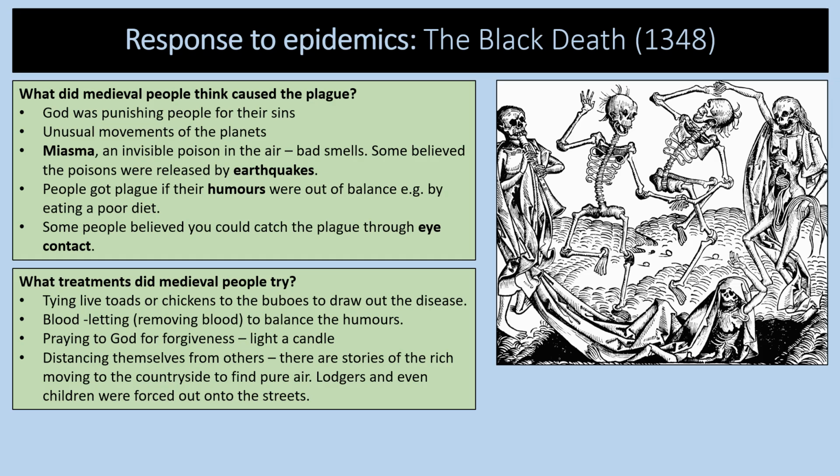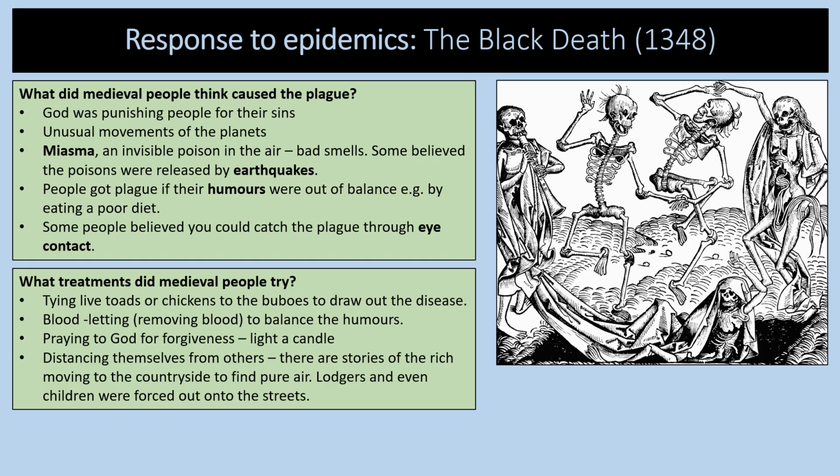People got the plague if their humours were out of balance. That's what some people believed, such as eating a poor diet or having too much blood in your body. And some people believed you could catch the plague through eye contact. But the two main beliefs really are that God was punishing them, and they believed in this idea of miasma. Now, miasma, this idea that bad smells, invisible poisons in the air create illness, will last all the way until the 19th century. So what treatments did medieval people try?